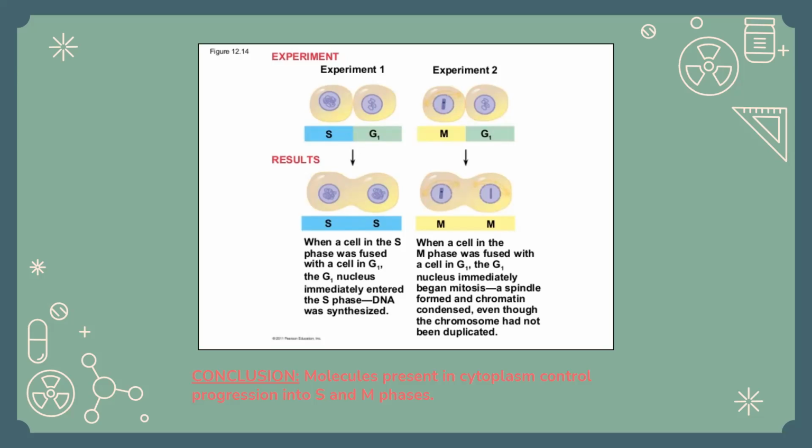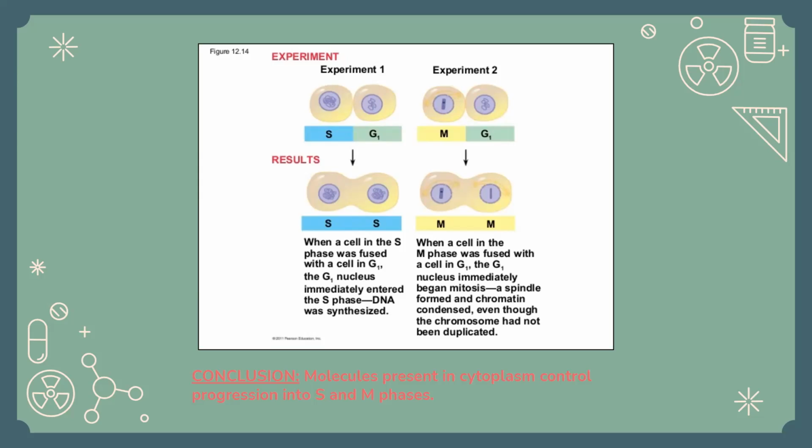But in the second experiment, they went one step further and combined an M phase cell and a G1 phase cell. And as they saw with the S phase experiment, the G1 cell also immediately entered mitosis, even without all of the required steps before that. So it didn't have replicated DNA, but it still regardless entered the M phase.